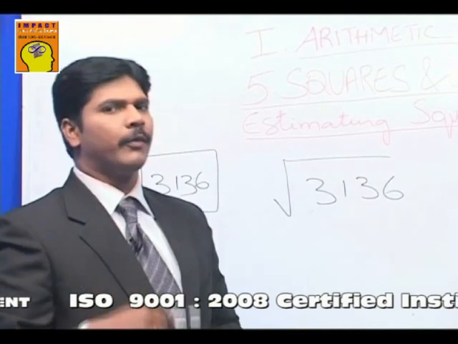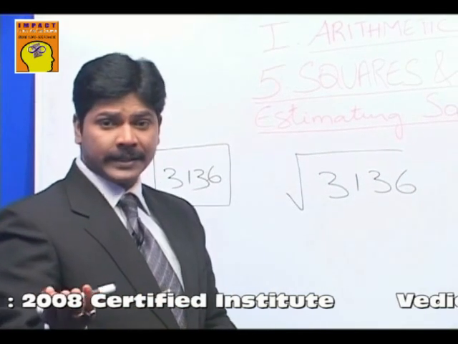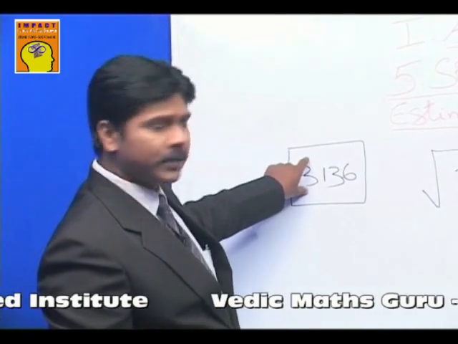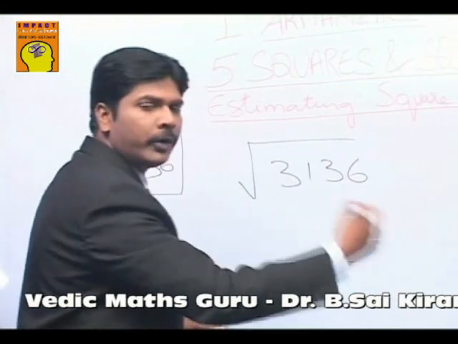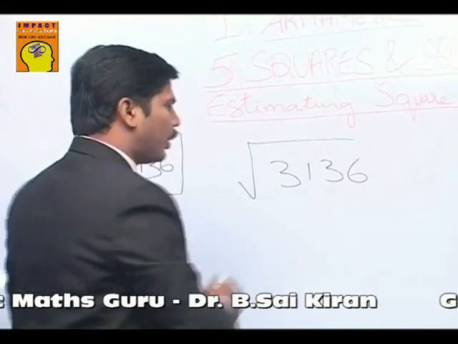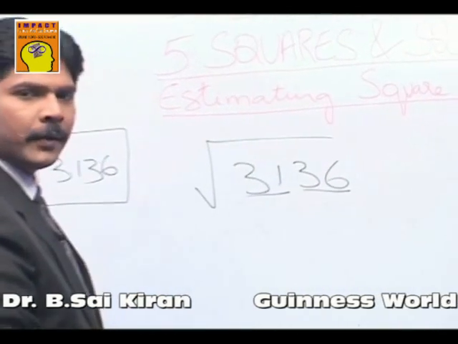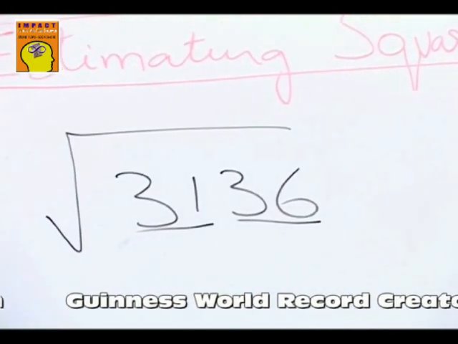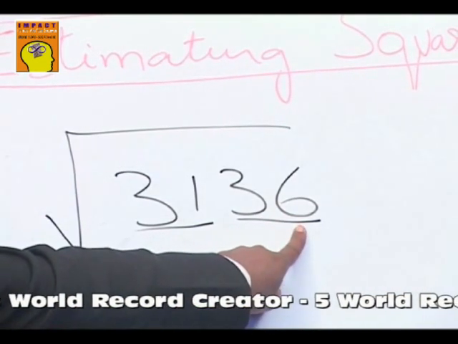Okay, now let's take one more example. Under root 3136. What is the square root of 3136? The area of a square is 3136 units. So what are the sides? Now start from the right. Moving from right to left, group two numbers. So group 2 and 2. The right underline is only to check what the square number is ending with. The square number is ending with 4.